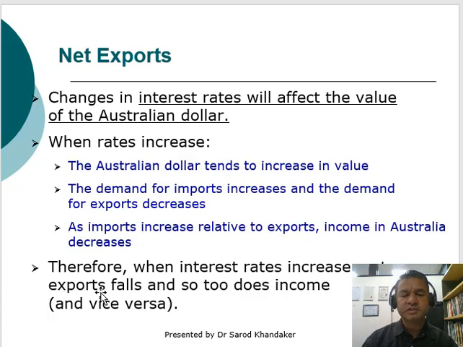As imports increase relative to exports, income also decreases during the same time. Therefore, when the interest rate increases, net exports fall, and so does income.